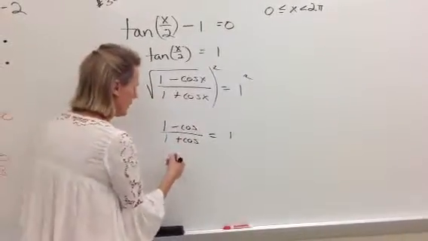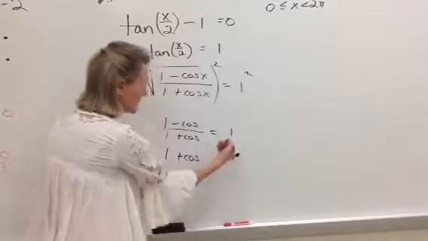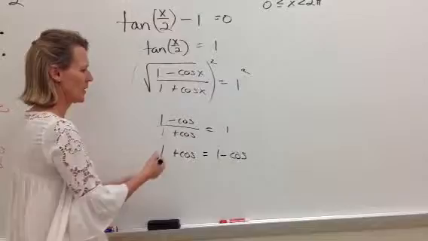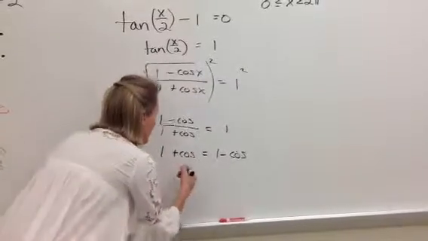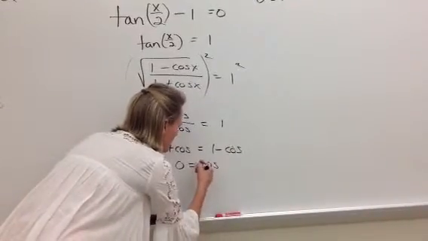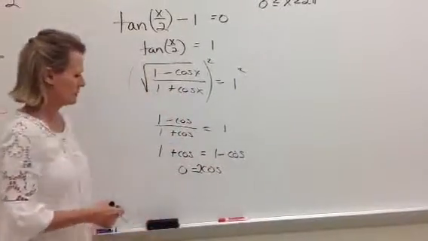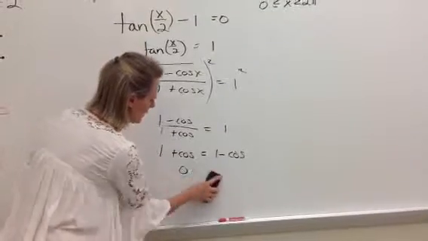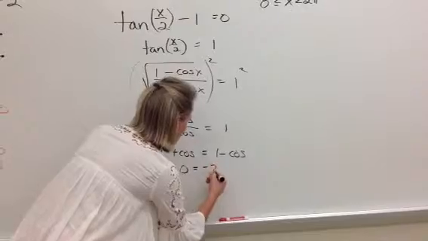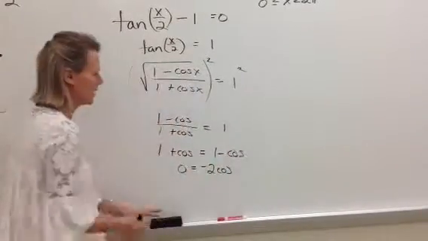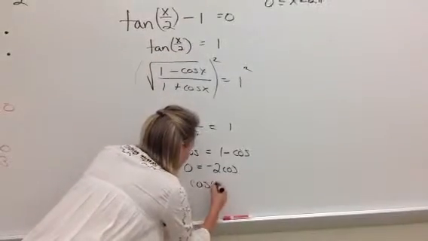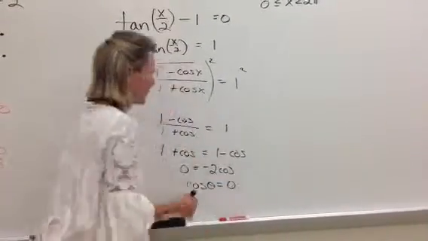So I can cross multiply, right? So I get 1 plus cosine times 1 equals 1 minus cosine. I can move the cosines and the 1's over, so if I move the 1 over, I get 0 equals, sorry, let me make that a little clearer for you guys. Actually, that's going to be negative 2 cosine, if I move the cosine over there. If I divide both sides by negative 2, I get cosine of theta equals 0, because 0 divided by negative 2 is 0.